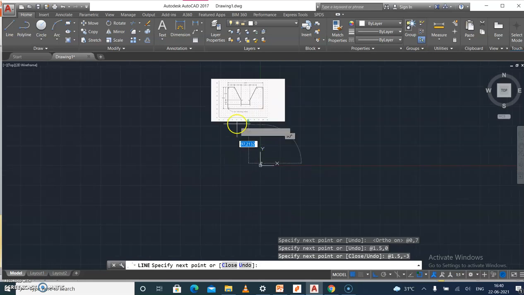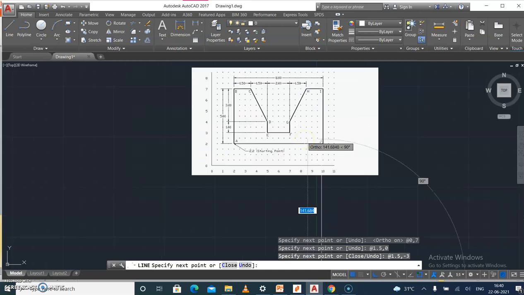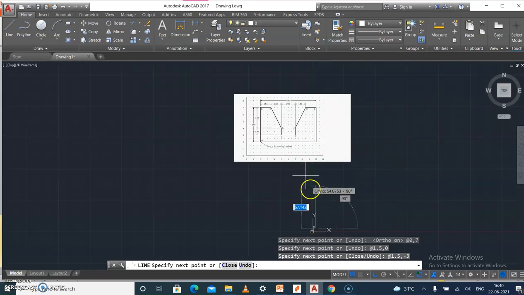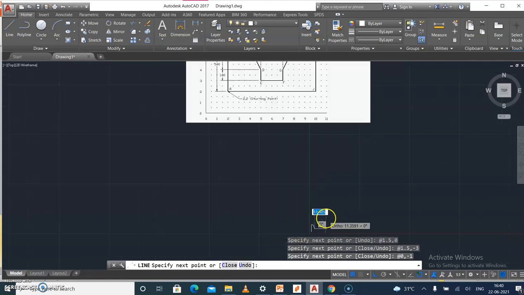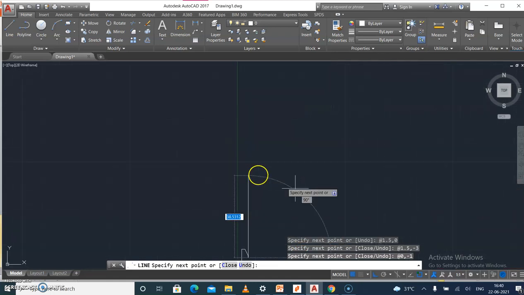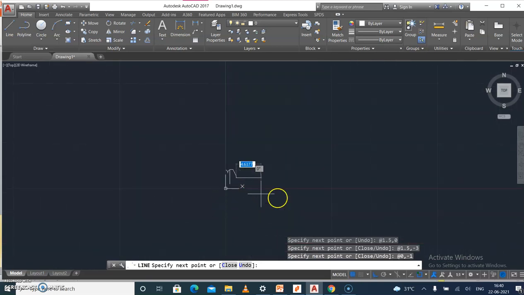Next, D to E point. For the E point, x-axis is 0 but y-axis is minus 1. So again, x-axis is 0. Enter. 0 comma minus 1. So minus 1. Enter. Okay. So here is the minus 1 line.